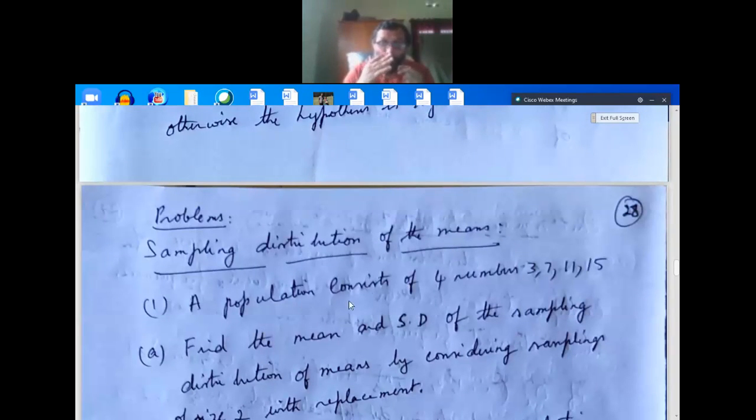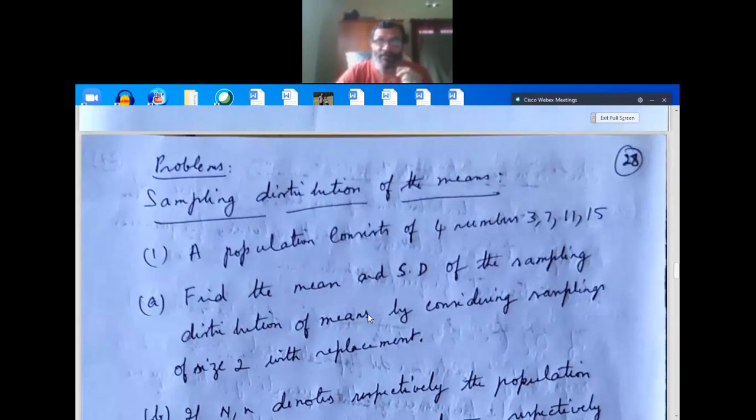A population consists of 4 numbers 3, 7, 11, 15. 1a: Find the mean and the standard deviation of the sampling distribution of means by considering samplings of size 2 with replacement. See, here the word itself comes. Okay, with replacement it is given.